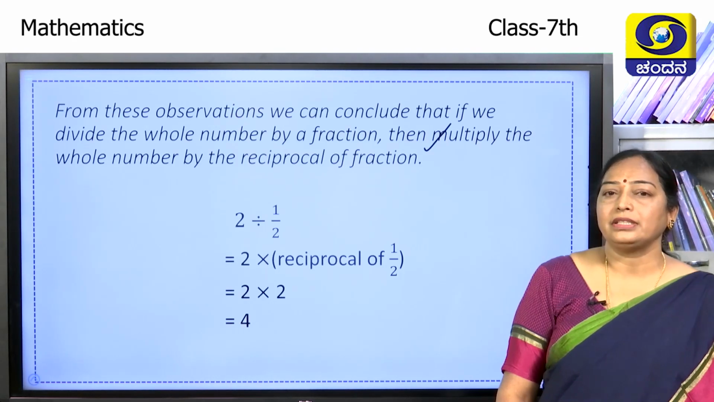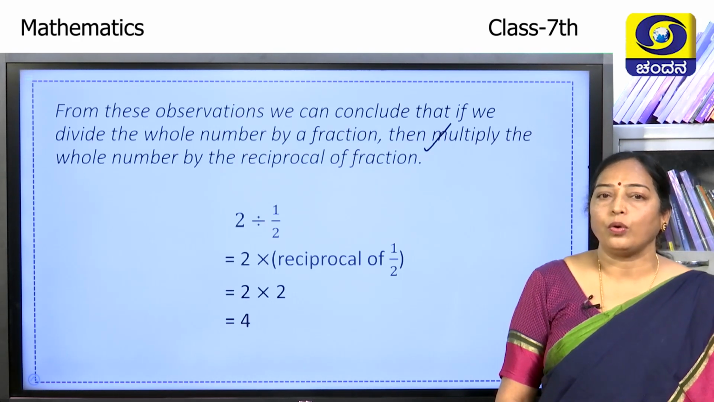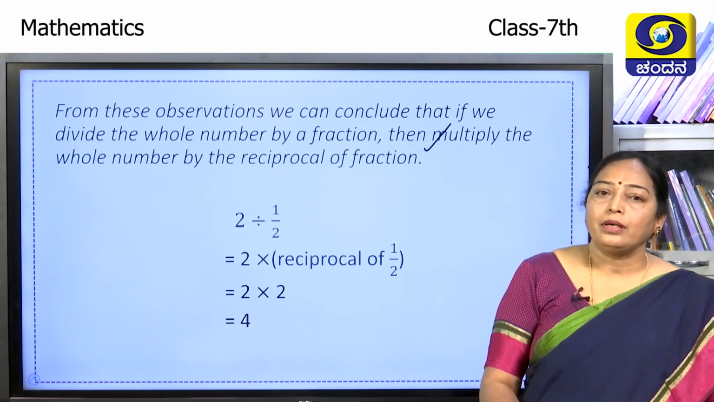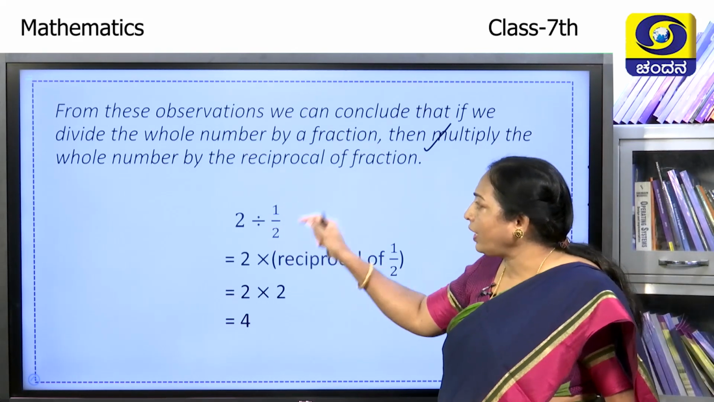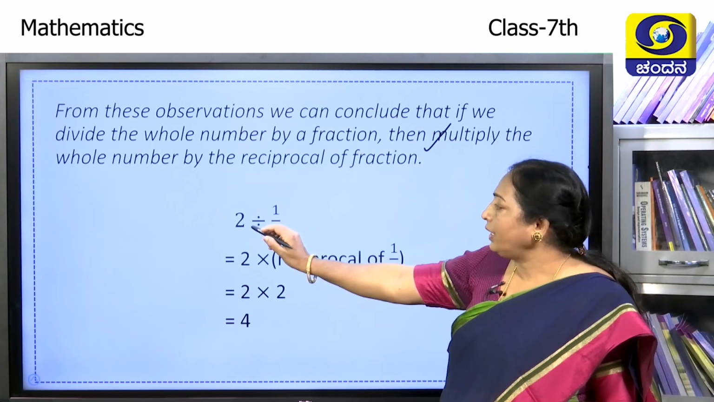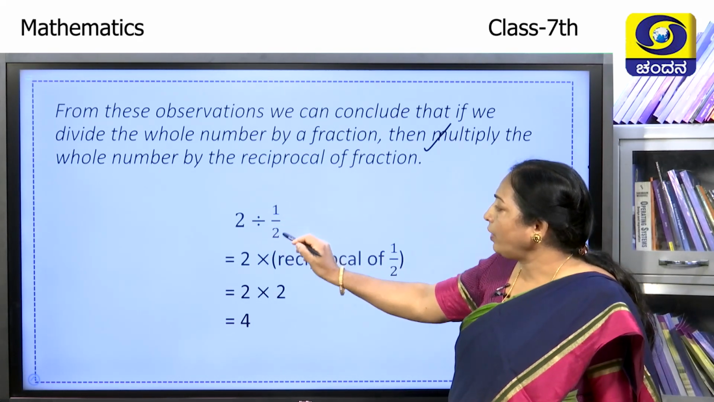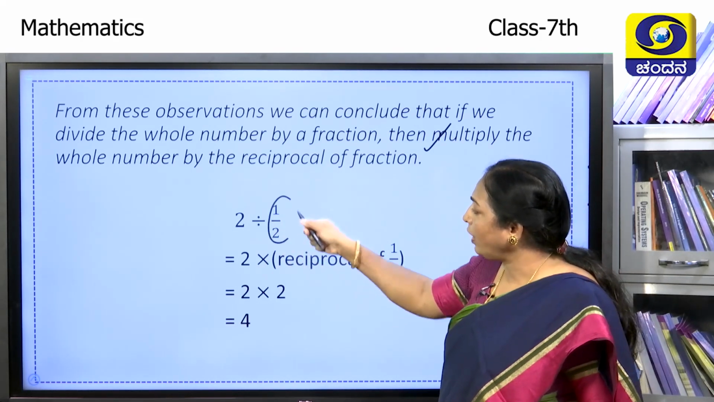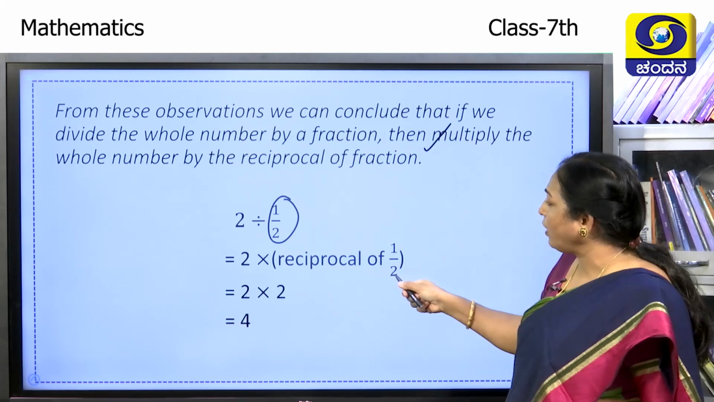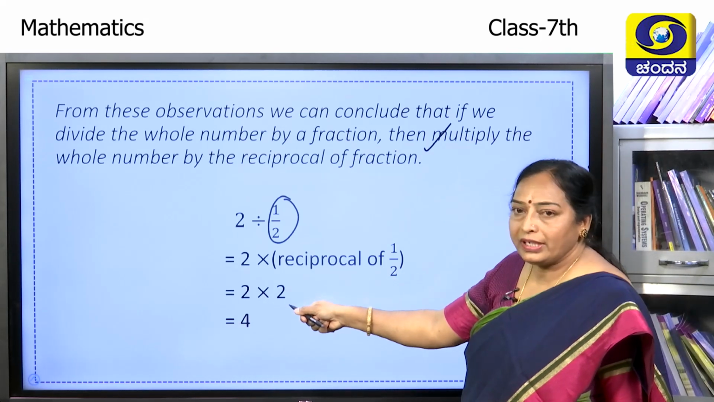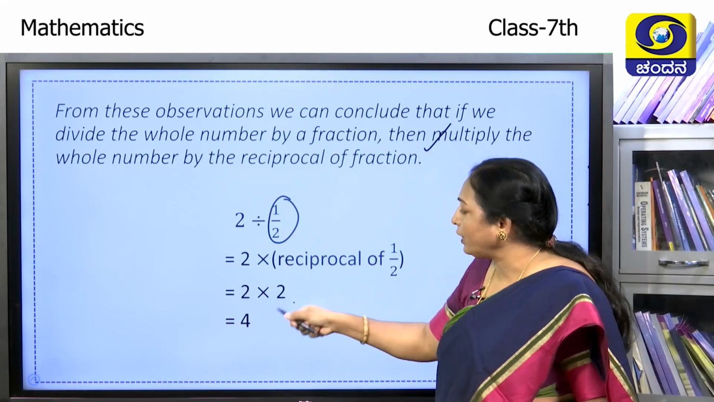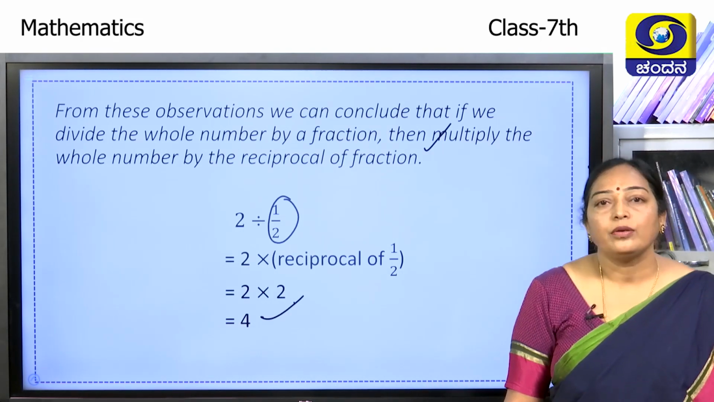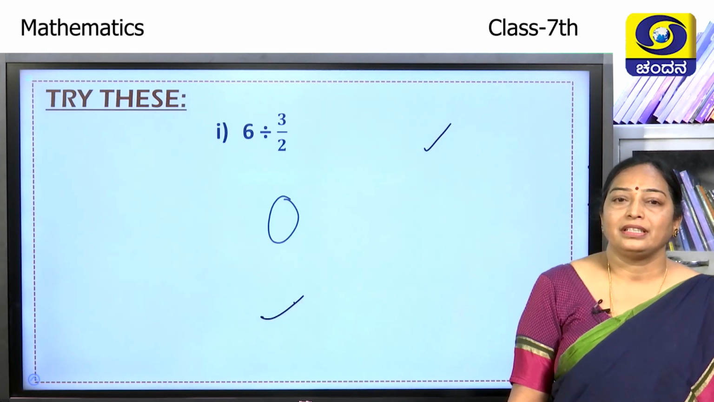From these observations, we can conclude that if we divide a whole number by a fraction, then multiply the whole number by the reciprocal of the fraction. For example, we did this already, 2 divided by 1 by 2. 2 into the reciprocal of 1 by 2. What is the reciprocal of 1 by 2? That is 2 by 1. We write it as 2. 2 into 2 is 4. We understand this concept by taking more examples.